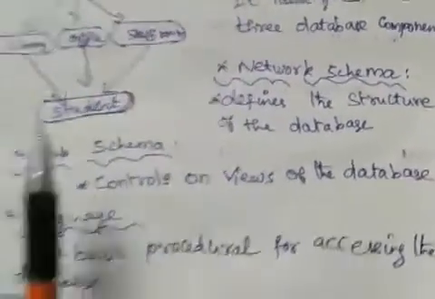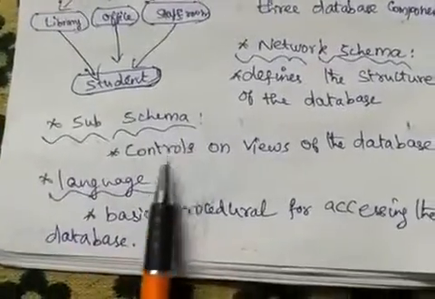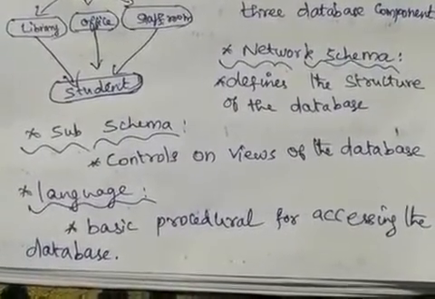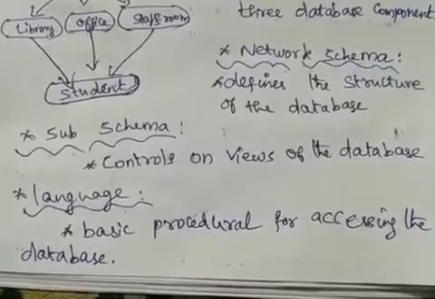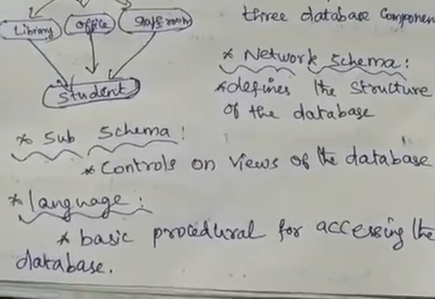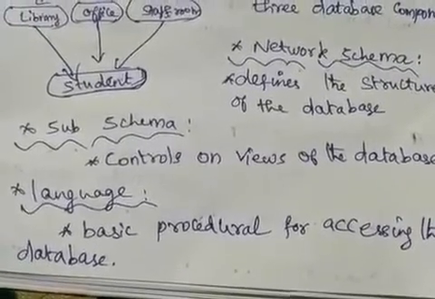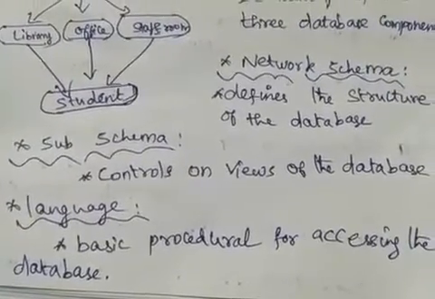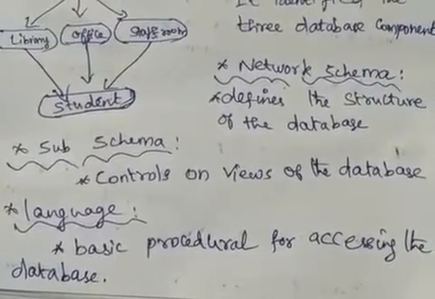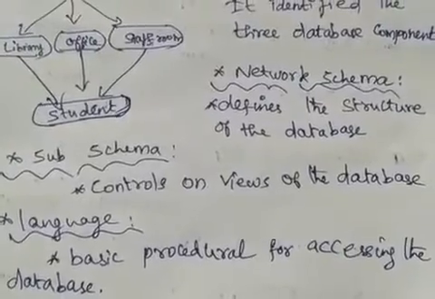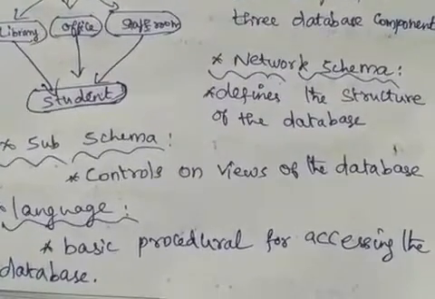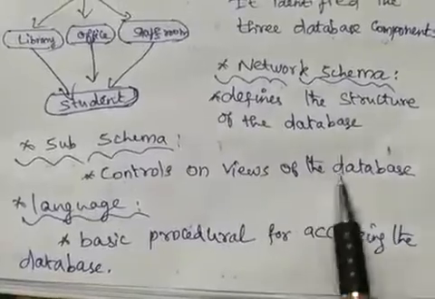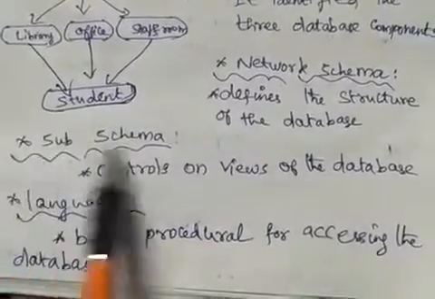Then the next topic is subschema. What is subschema? It controls the views of the database. While you are fetching data in the database, suppose in our database we have 1000 records, and we have 10 records of those who have gone into accountancy. So we split those 10 records and generate a report. It is saved as a view. So the structure which controls the view of the database is said to be a subschema.